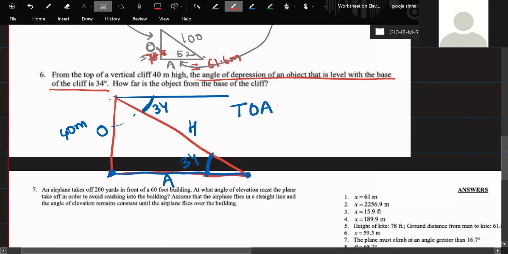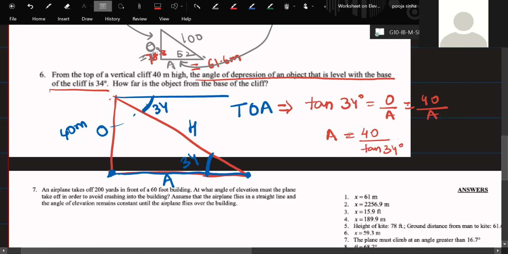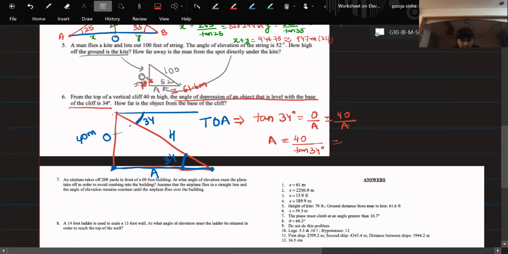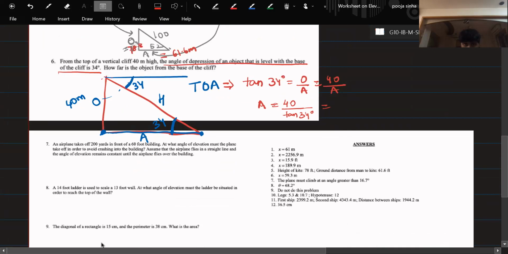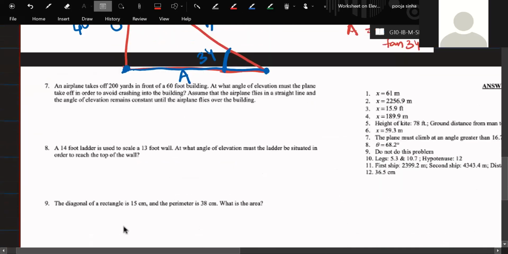In TOA, what will we do now? Tan 34 is equal to O upon A. So O is 40 and A we don't know. So A would go up, it'll become 40 upon tan 34 degrees, right? Yes. Should I do it? Yes, and then do the next also.